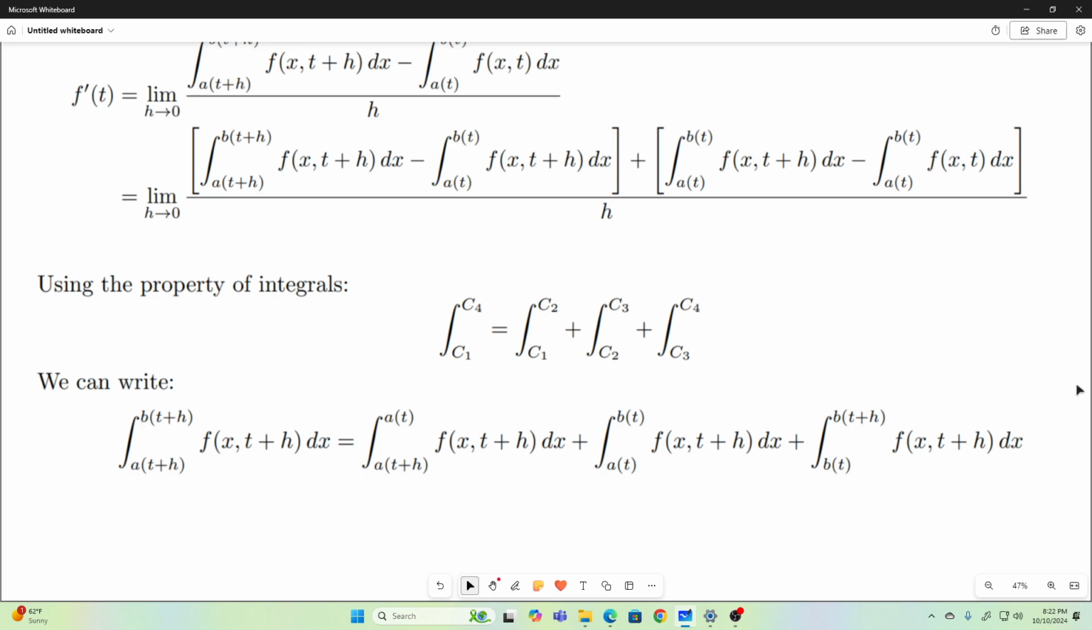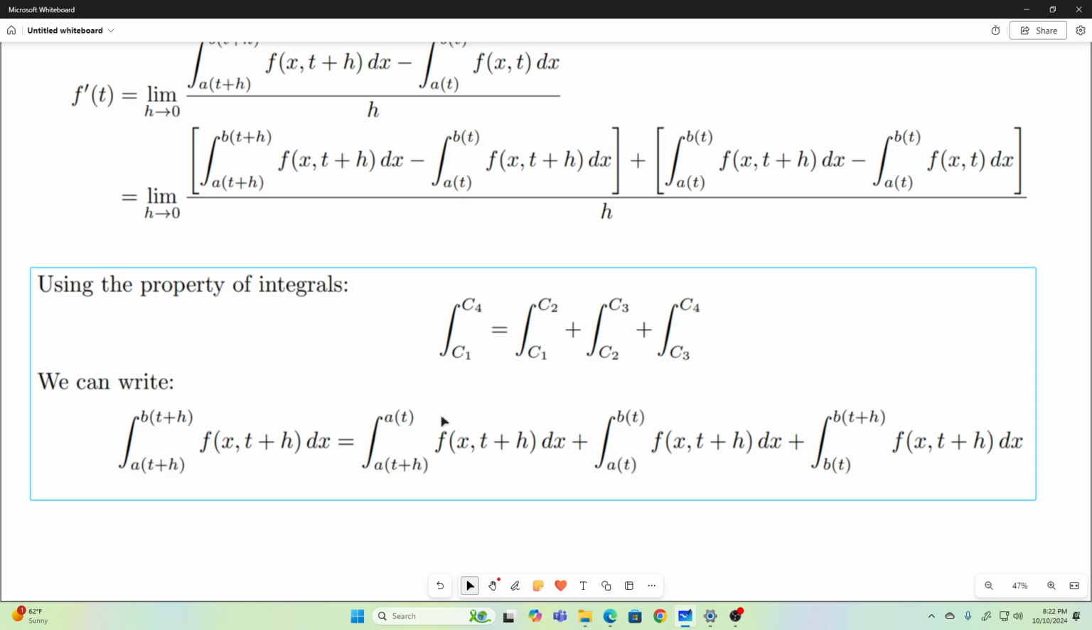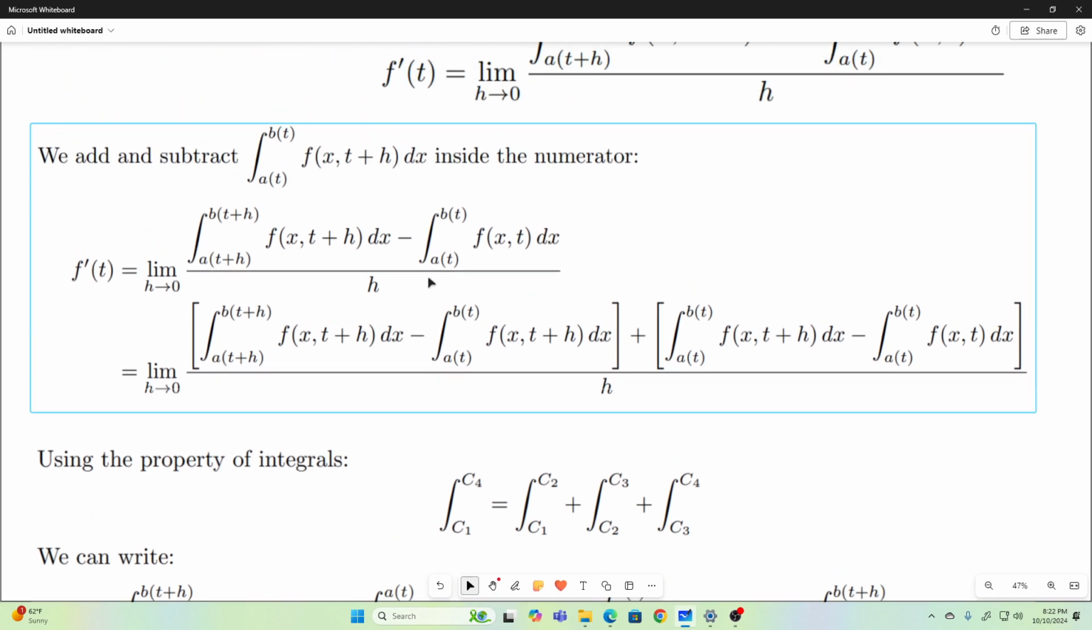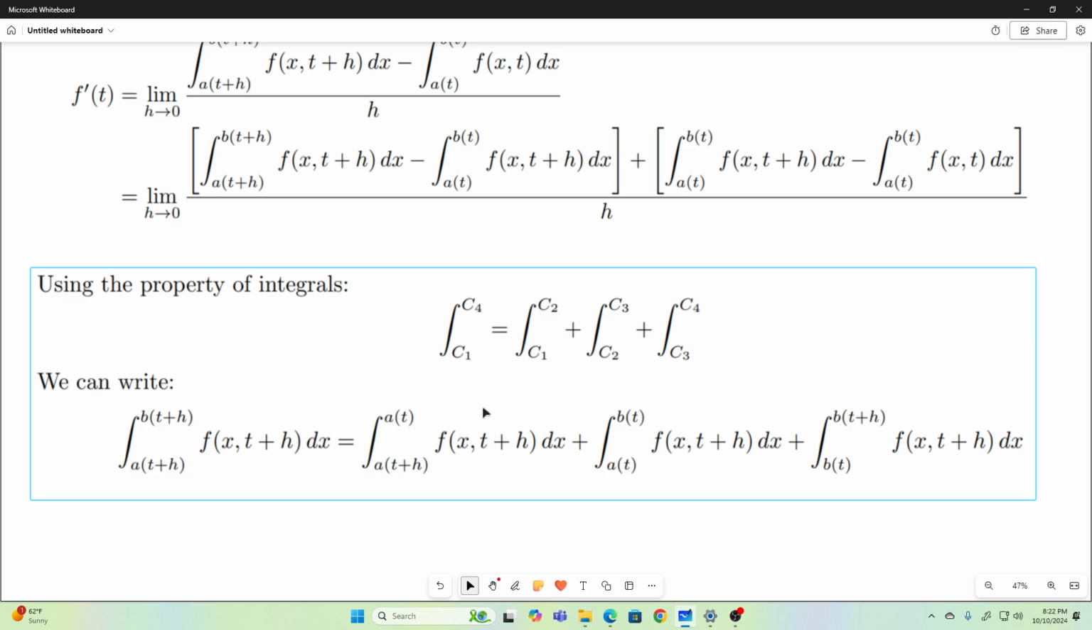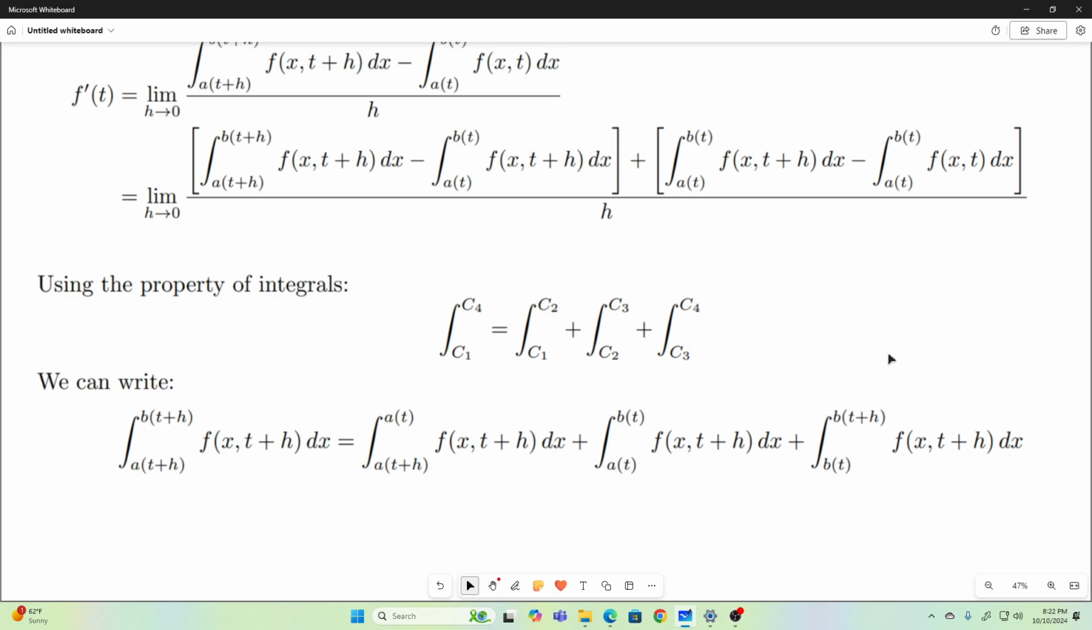And then we're going to use this property of integrals. Basically, the integral from C1 to C4 is equal to the integral from C1 to C2 plus C2 to C3 plus C3 to C4, and that can extend indefinitely. So we can write this integral, which we have as part of our f prime of t right here, as the integral. We can rewrite it like this. Pause the video and verify that if you'd like. But we can rewrite it like that.